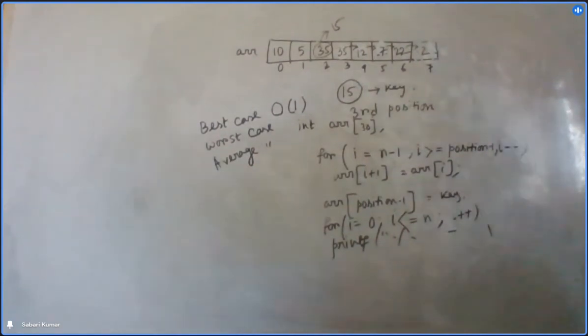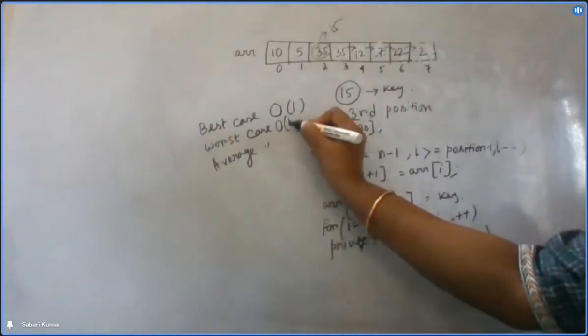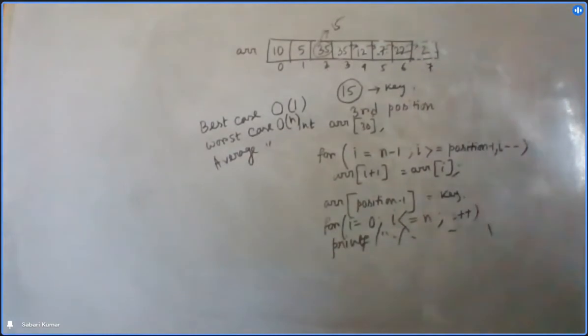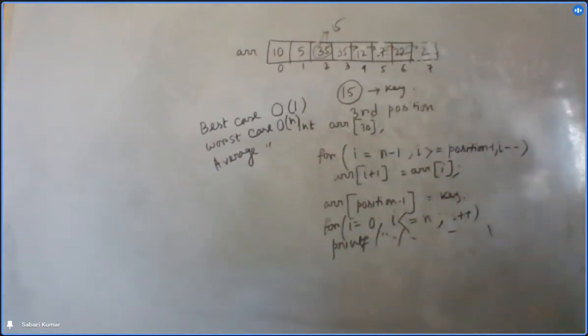So in the best case it will be big O of 1. In the worst case scenario, what will be the time complexity? Tell me, you can say. Big O of n. Big O of n, of course, because if you want to insert the new element at the first position, then n number of movements are actually required.